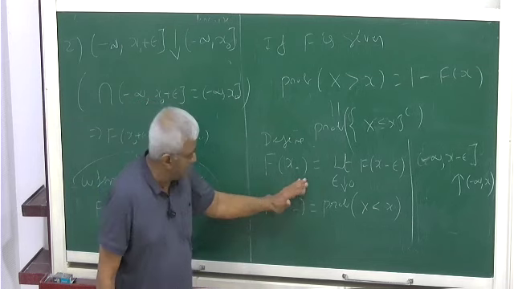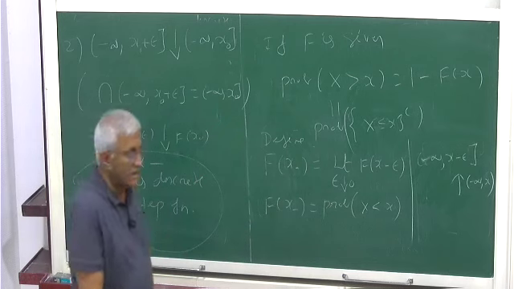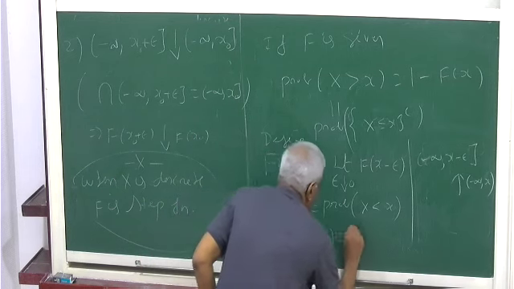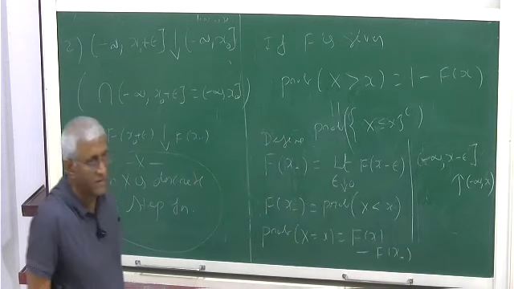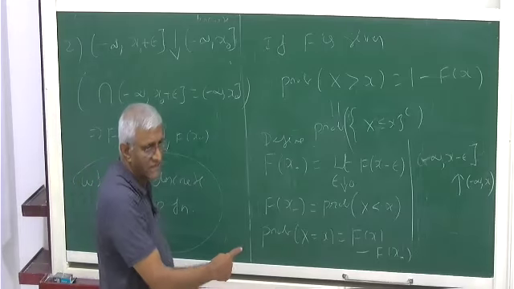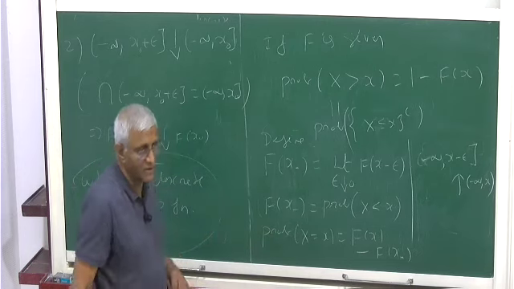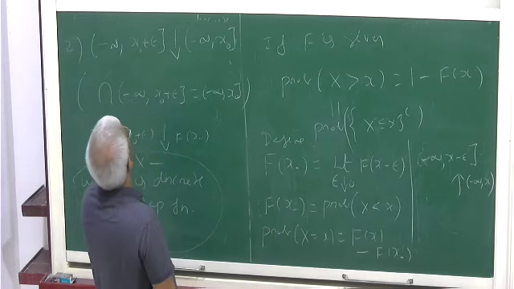Since this limit exists, it is exactly equal to the probability of X less than x. And the probability of X equal to x is F of x minus F of x minus. As you say, when the distribution is continuous, this is equal to 0. So if the function F is continuous, then this is 0, and the probability of any point is 0.